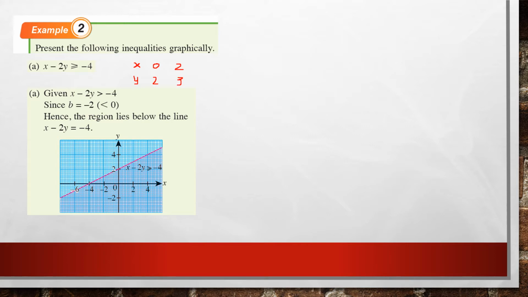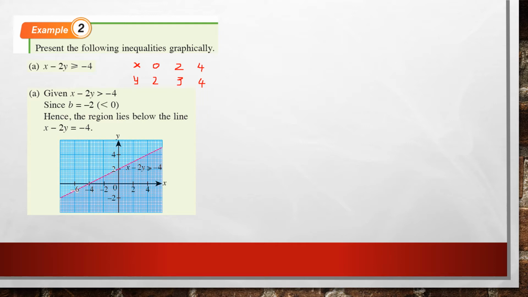Or you can take 4, also can. When x equals 4, it becomes 8 divided by 2, you get 4 also. So you can just take any 2 points. From here, you plot, then you draw the straight line.